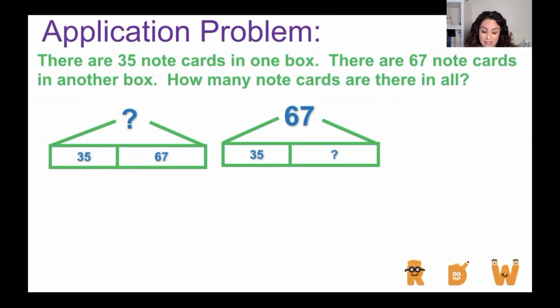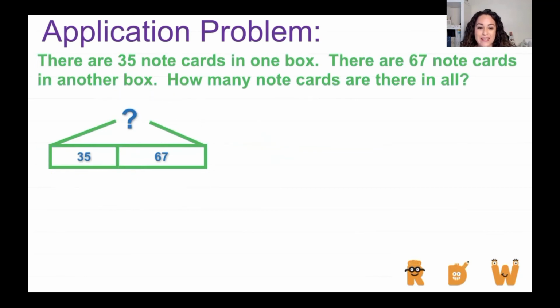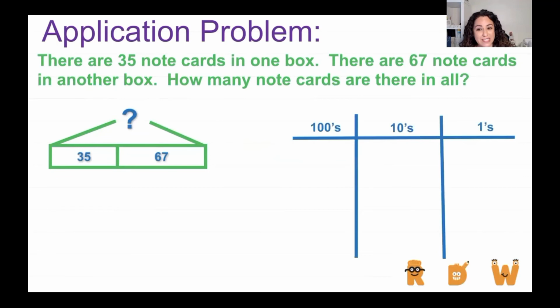So that means that we're going to be using this tape diagram right here. So let's go ahead and get rid of that other diagram and let's get started. So I'm going to make my hundreds, tens, and ones chart. And here's my problem, 35 plus 67.